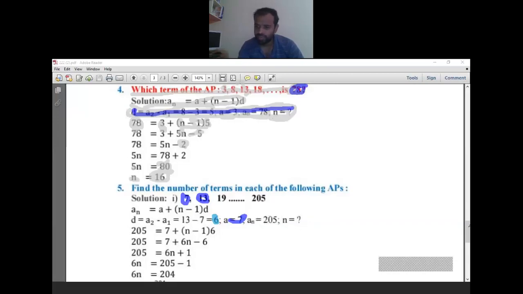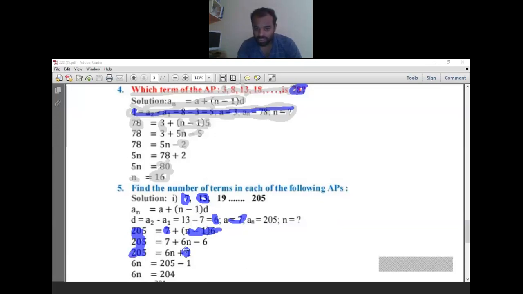Same as the previous one, we use the formula here. An is equal to a plus n minus 1 into d. An is 205, a is 7, n we don't know, we have to find how many terms they are asking, so we have to find the value of n, and the difference is 6. So this is the first step. Next, multiply 6 into n, 6n, 6 into minus 1, minus 6. 7 minus 6 is plus 1. 205, from here also we write as it is.